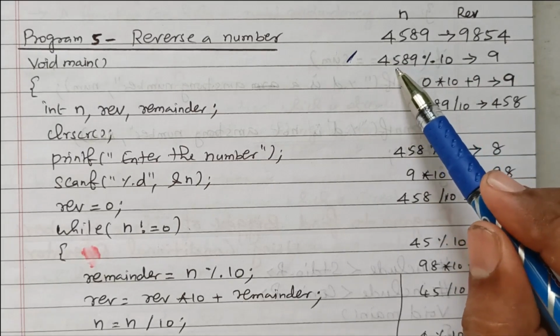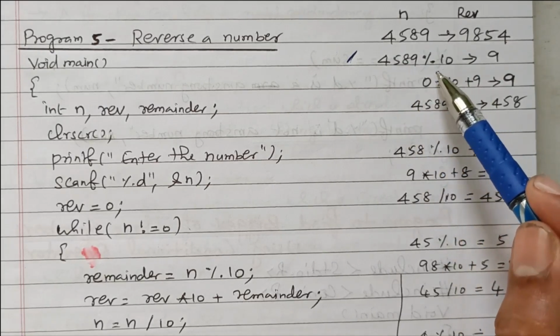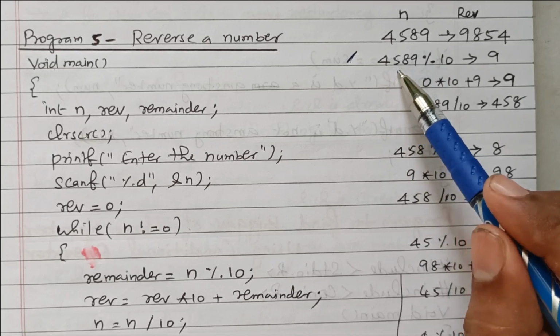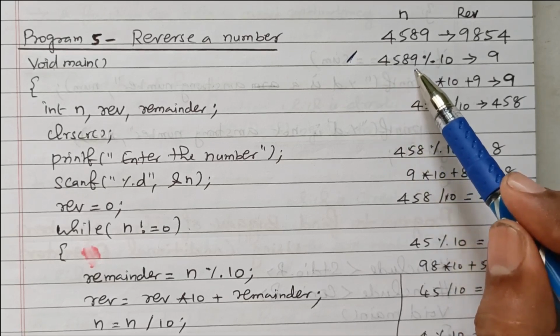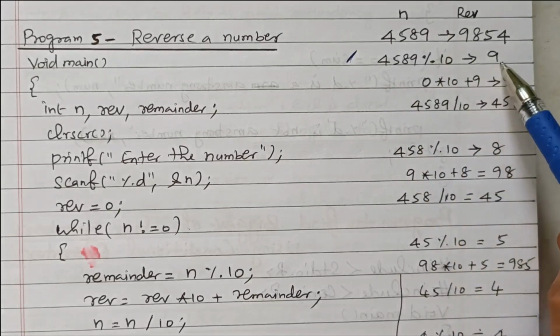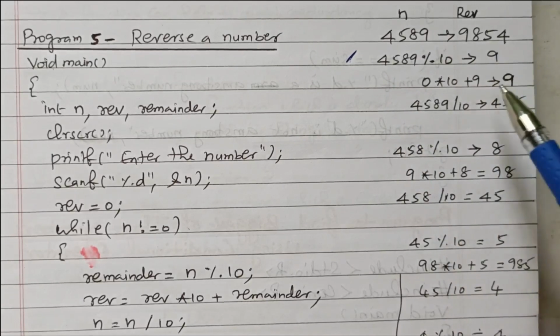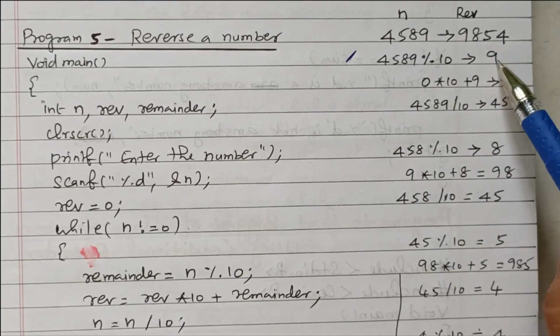So 4589, if you divide by 10, it is 4580. 80 times it will go. The remainder value is 9. So that we can extract this 9 value. Now how to multiply this?